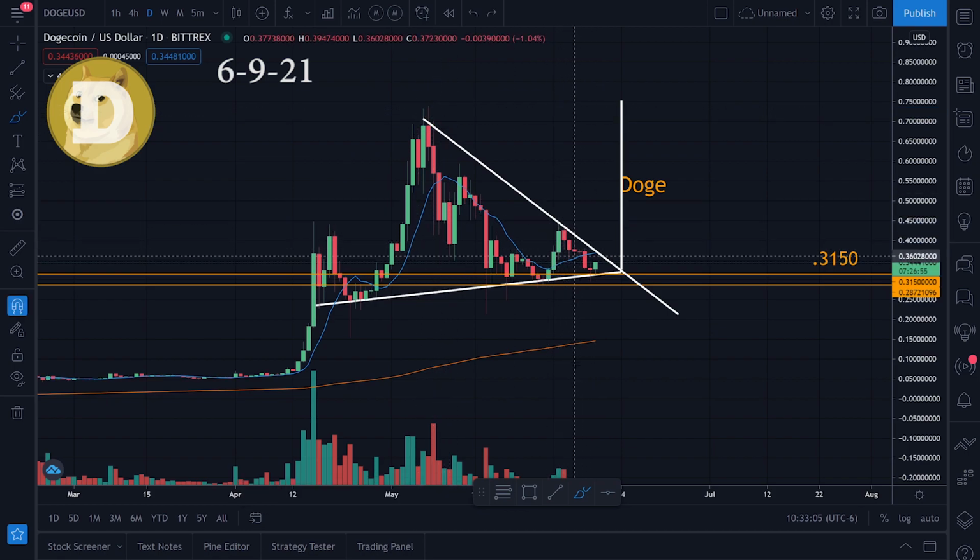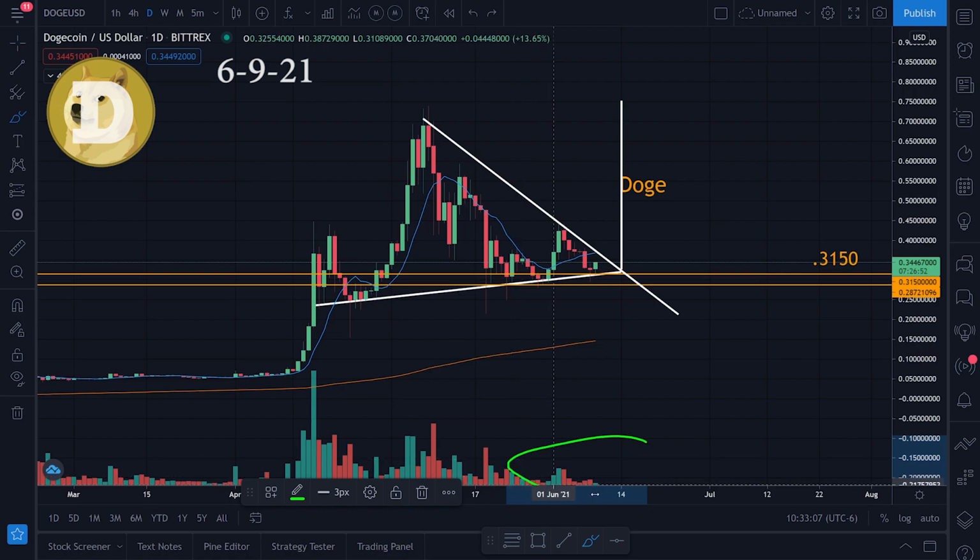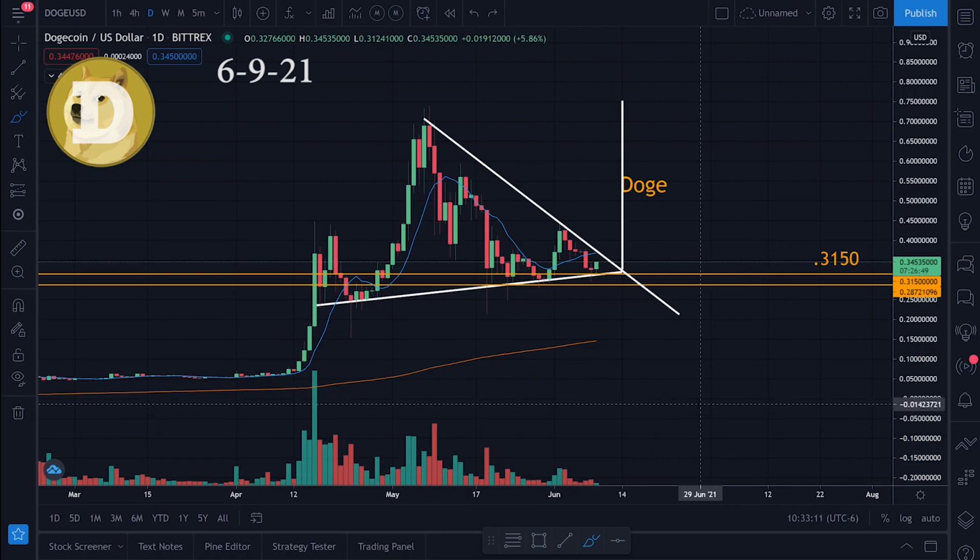What we really need, and I've been talking about it, is we want some volume. We want some good volume. What are you guys doing right now? Are you guys buying still? Or are you guys waiting till we go lower? What's your guys' price targets? Let me know down below.